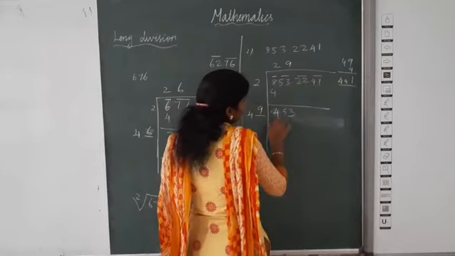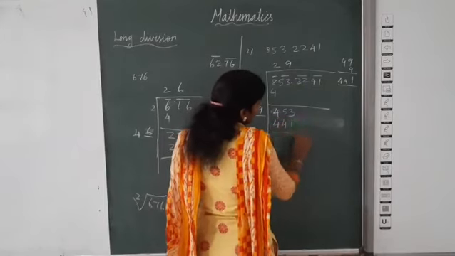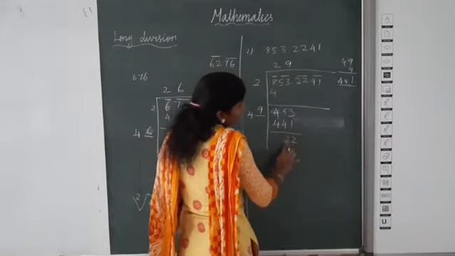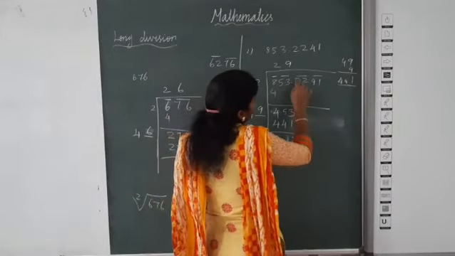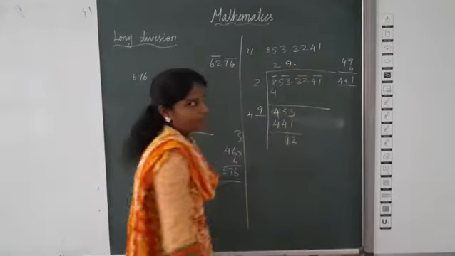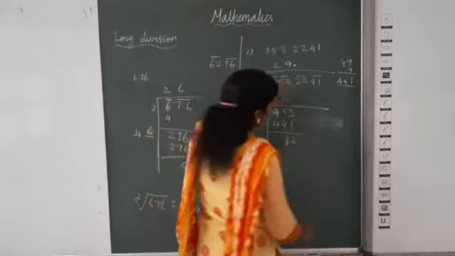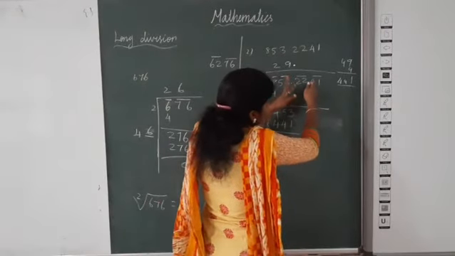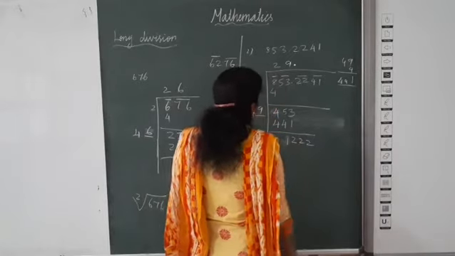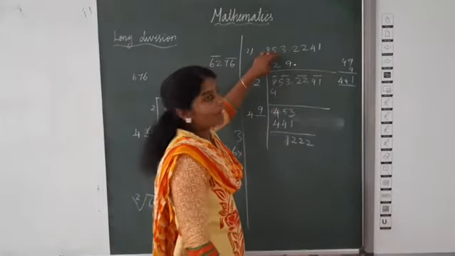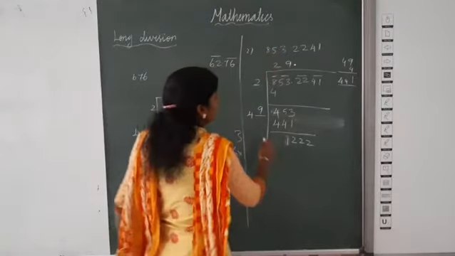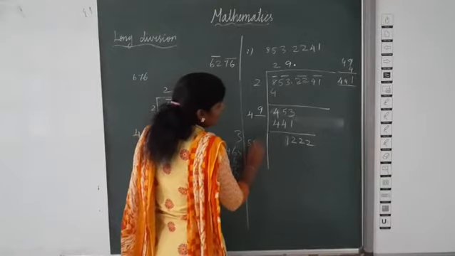So 9 times 49 is 441. Now 3 minus 1 is 2. 5 minus 4 is 1. 4 minus 4 is 0. Now here we have a decimal point, so we can put the decimal point in the quotient. Now we can bring down the next two numbers, 22, isn't it? Now we multiply by 2 in the quotient. 29 into 2 is 58. So here 58.